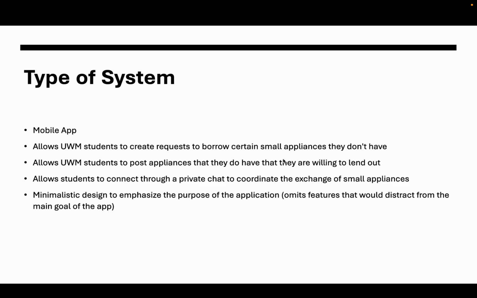The type of system this is, it's a mobile app. It works with iOS and Android. What it does, it allows UWM students to create requests for certain small appliances that they don't have. It also allows them to post appliances that they're willing to lend to others. And finally, through the private chat messaging system, they can coordinate the exchange of these appliances.